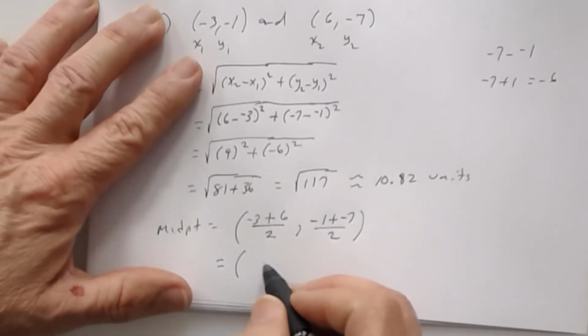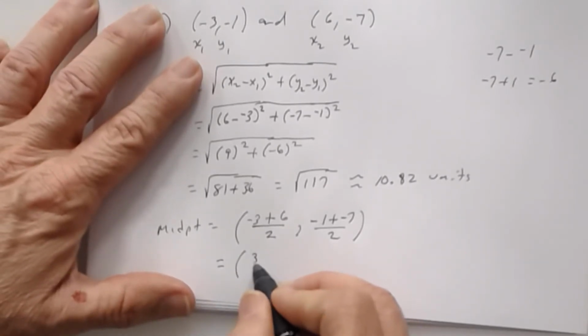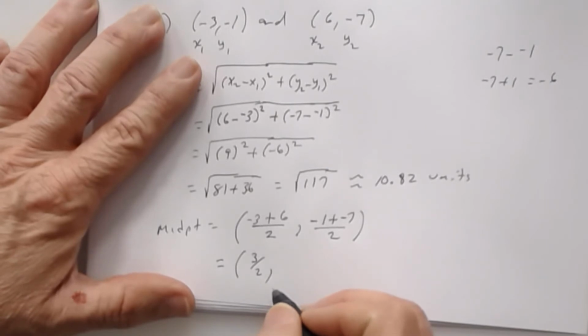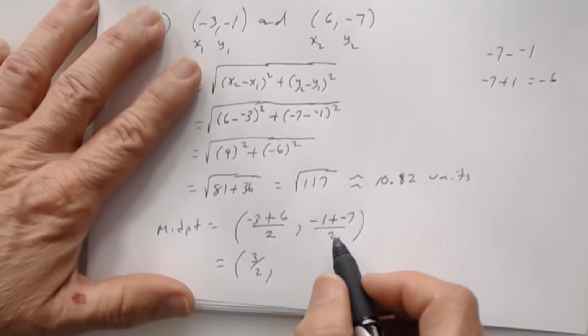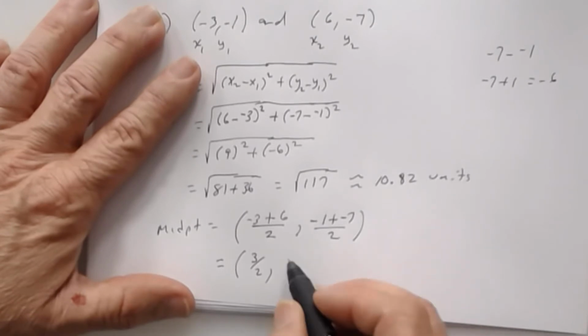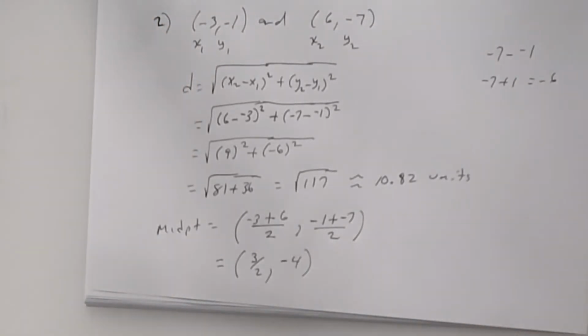All right, what's -3 plus 6? 3, so I get 3 halves for the x coordinate. What's -1 plus the -7? -1 plus -7 will be -8. What's -8 divided by 2? -4. So your midpoint is 3 halves, comma, -4. That's the point that's in the middle of that segment.